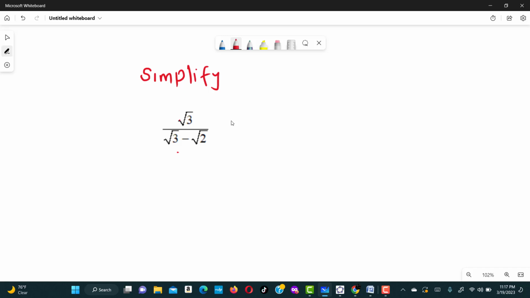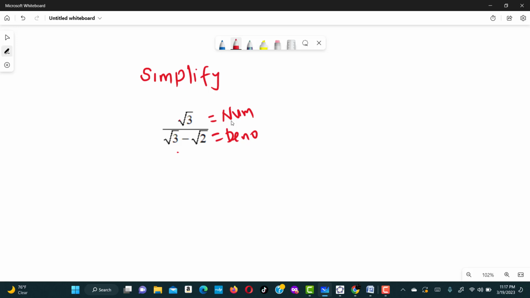In this question we are going to simplify. If you look at this question, it is a fraction where the numerator is the square root of 3 and the denominator is the square root of 3 minus the square root of 2.